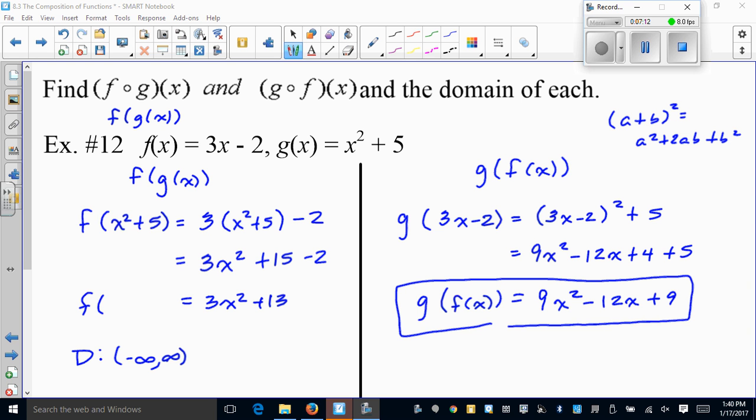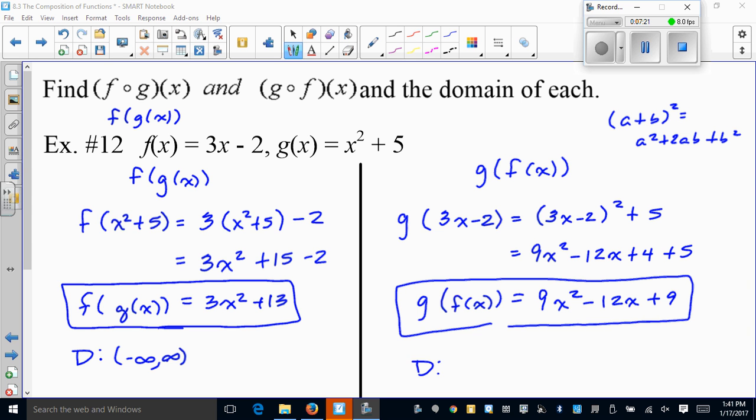Yes, you should identify what this is. And again, they ask you for domain. And so remember, it is the domain of this guy, which is all real numbers, intersected with the domain of this guy, which is all real numbers. So all real numbers, negative infinity, positive infinity. Done.